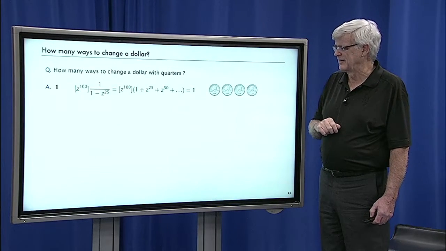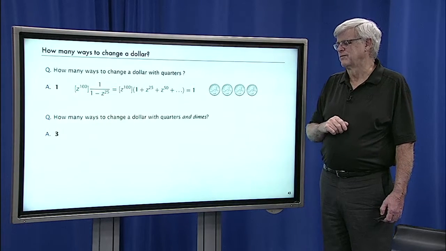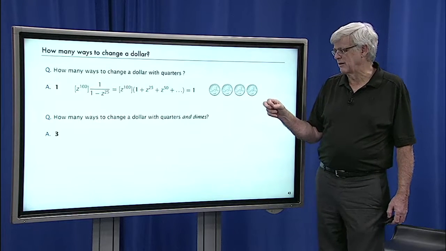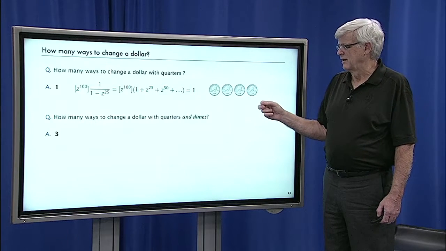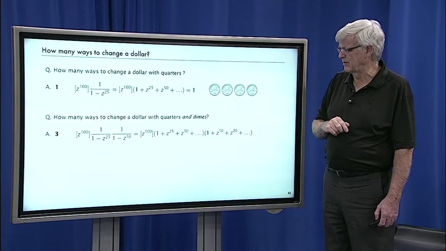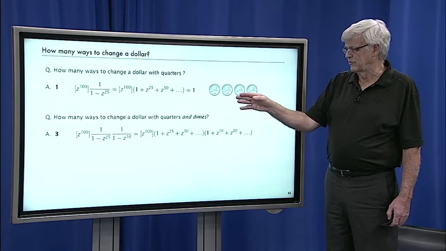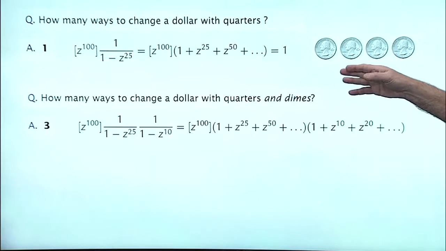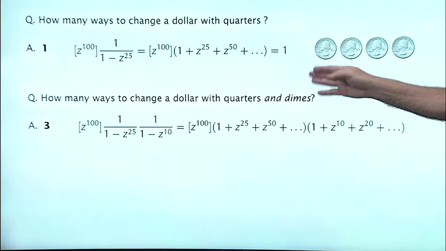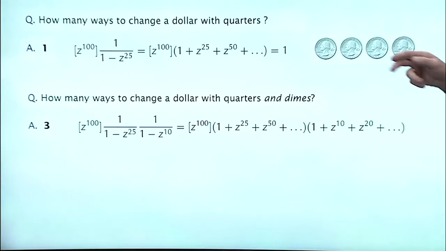So that's fine. So what if you have dimes too? Well, it turns out there's three ways to change $1 with quarters and dimes. So you can do that by trying to figure out the possibilities, or we can do it with generating functions too. So the number of ways to change $1 with quarters and dimes is the coefficient of z to the 100 in 1 over 1 minus z to the 25th, times 1 over 1 minus z to the 10th. That's the number of ways to represent an integer as a sum of 25s and 10s.